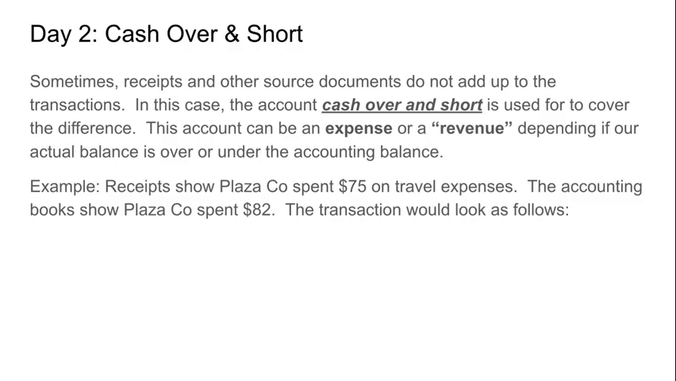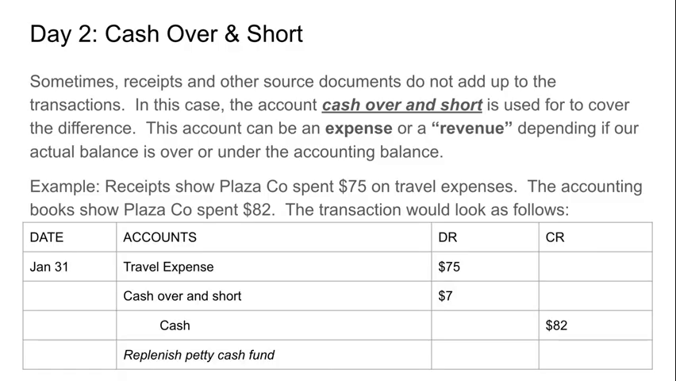So when things do not equal, there's a new account that's called cash over and short. Cash over and short will be used whether the amount is greater or less than the reported expenses. So we're either going to debit or credit it depending on what we need. So in this example, we have to look at the submitted receipts to show that the employee spent either less, the same, or more than what we recorded.